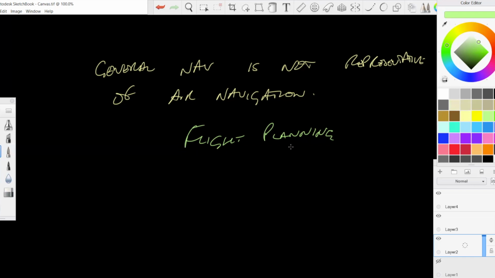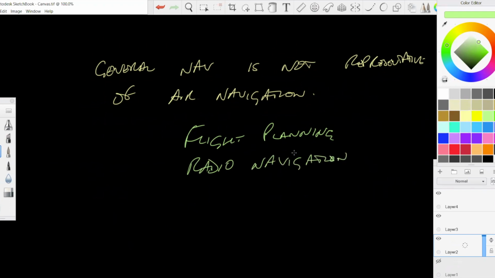So flight planning looks at that in much the same way. And then on the VFR side of it, in GenNav, as far as I know, I'm not sure they even touch the VFR chart. Flight planning is the subject that looks at the practicalities of IFR and VFR navigation, using the charts and extracting the information from them.